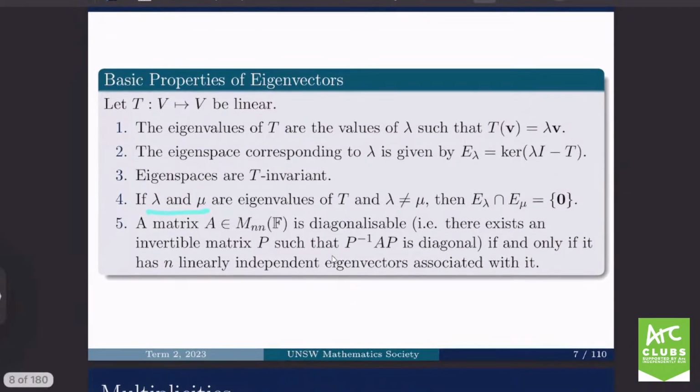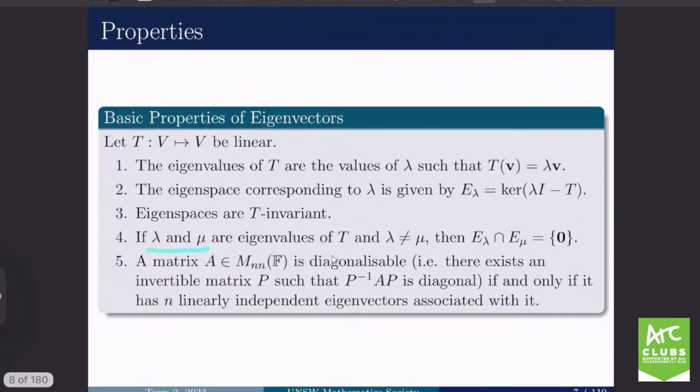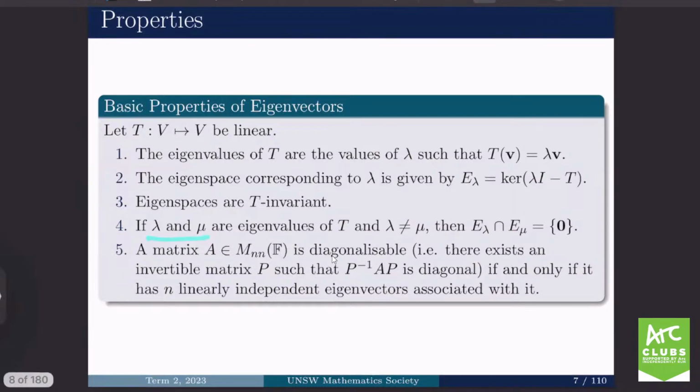So a matrix A is diagonalizable if and only if it has n linearly independent eigenvectors associated with it. So this comes into sort of why we bother with eigenvectors and eigenvalues. It's because using eigenvectors as a basis allows us to represent any linear map with the simplest possible matrix, and that's a diagonal matrix. And the reason why is because say I had an eigenbasis where I had v1 up to vn, and this is my set of basis vectors.